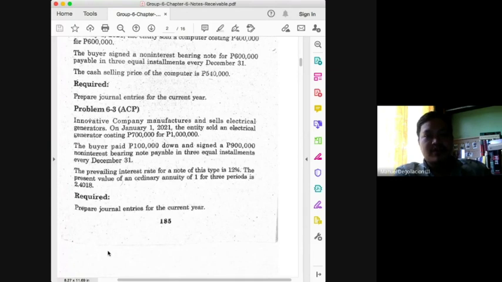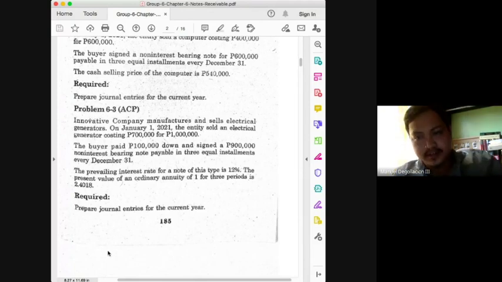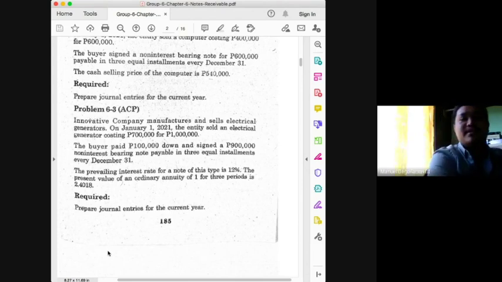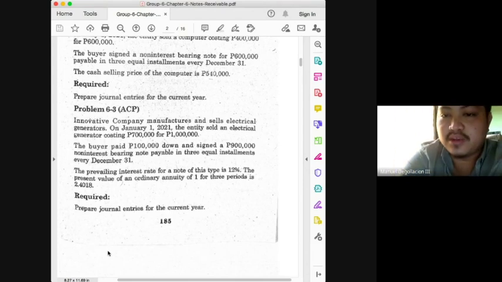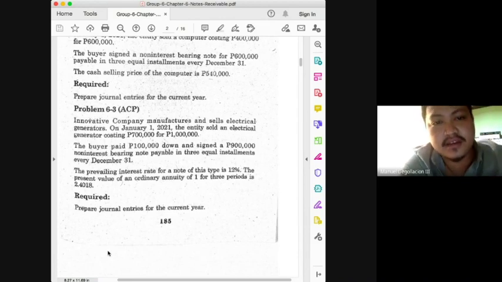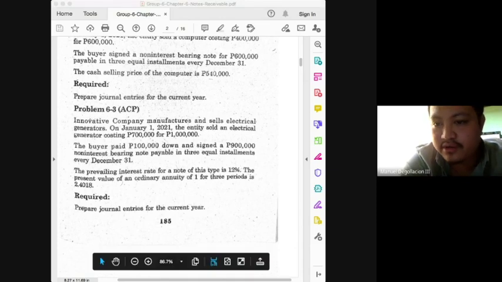But how much will we ultimately receive? 900,000. So what does the difference represent? It represents the total interest that we will earn in the next 3 years. If the customer will pay us 900,000 in the next 3 years, but we know that the value of this 900,000 is only 720,540, then the difference represents the interest that we will earn from this transaction in the next 3 years. The difference between 900,000 and 720,540 would be 179,460.